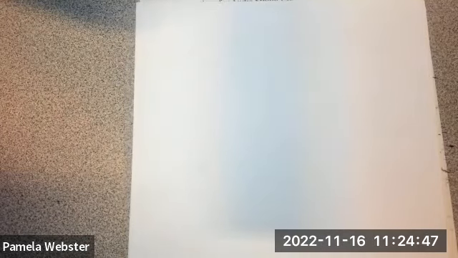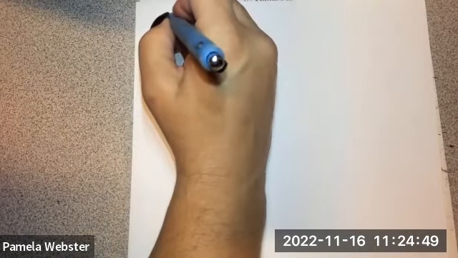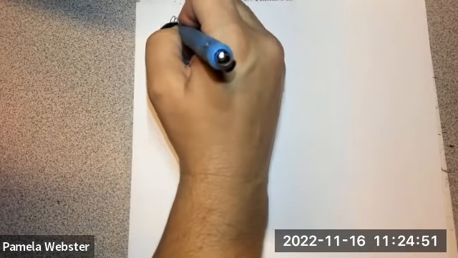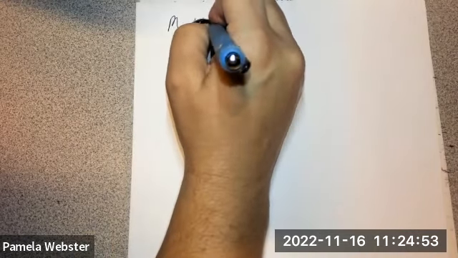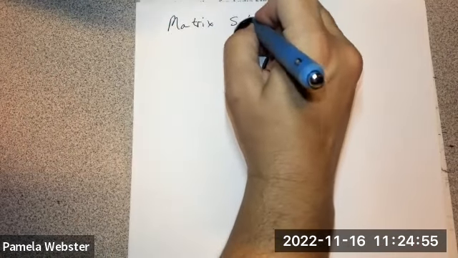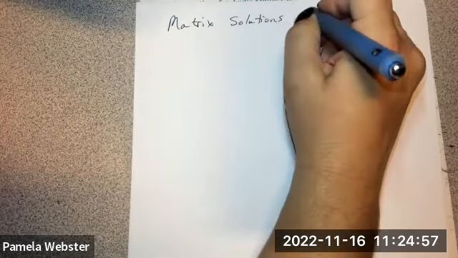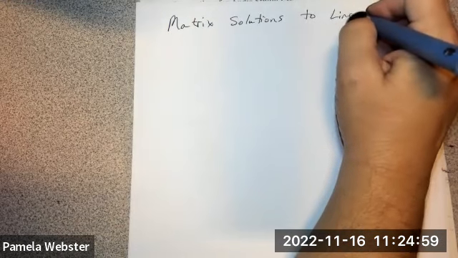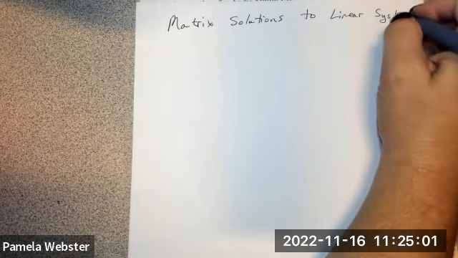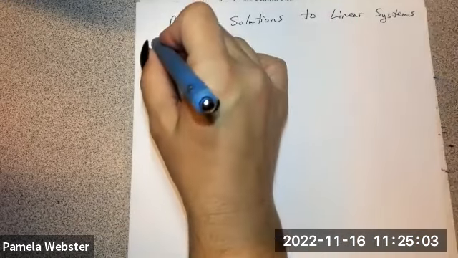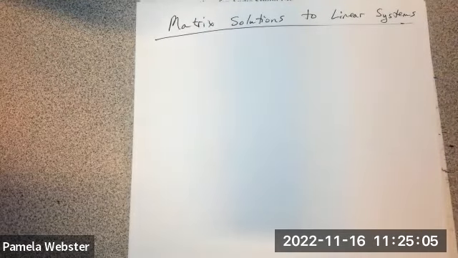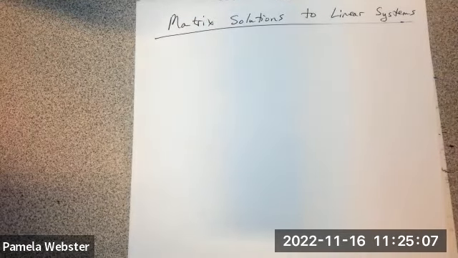So the next section is section 6.1, which is matrices. And it's called matrix solutions to linear systems. Okay. So maybe you've seen this in Algebra 2 before, I don't know, but if you haven't, then here we go, it'll be okay.